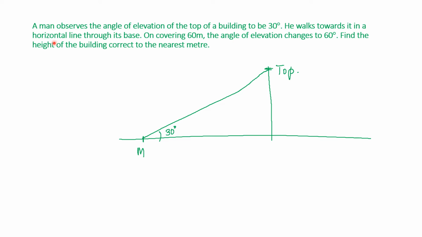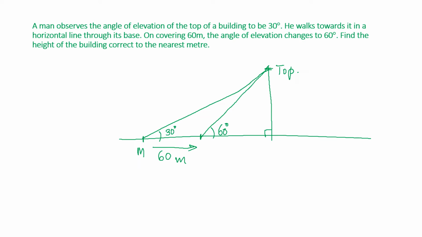He walks towards it in a horizontal line through its base. That means he walks towards the building in a horizontal direction. So suppose that he walks till here. It is given that he walks 60 meters, and on covering 60 meters the angle of elevation changes to, sorry, 60 degrees. So this is going to be 60 degrees. He's asking, find the height of the building.